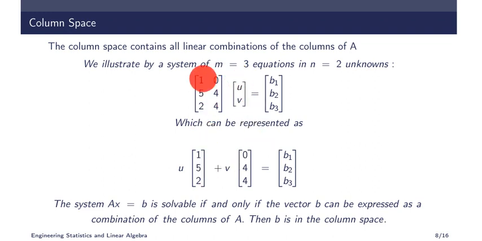As we discussed in the previous class, we can write this as a linear combination of these two column vectors. So this will be U times (1, 5, 2) plus V times (0, 4, 4) equal to (B1, B2, B3). Now what is this? This is a vector in three-dimensional space, right?